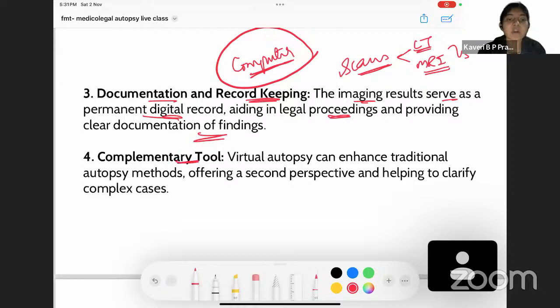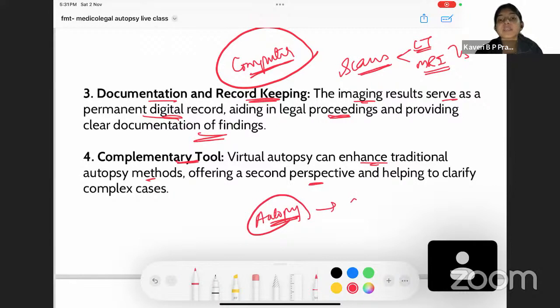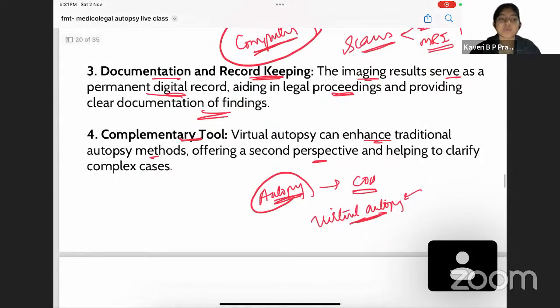It also acts as a complementary tool. Virtual autopsy can enhance traditional autopsy methods, offering a second perspective and helping to clarify complex cases. Imagine you have done an autopsy and you feel that so and so is the cause of death. But later, when you do a virtual autopsy, you might find other things that could help you find the cause of death. It will give you a broader and deeper perspective in order to solve the case. So these are the uses of virtual autopsy.